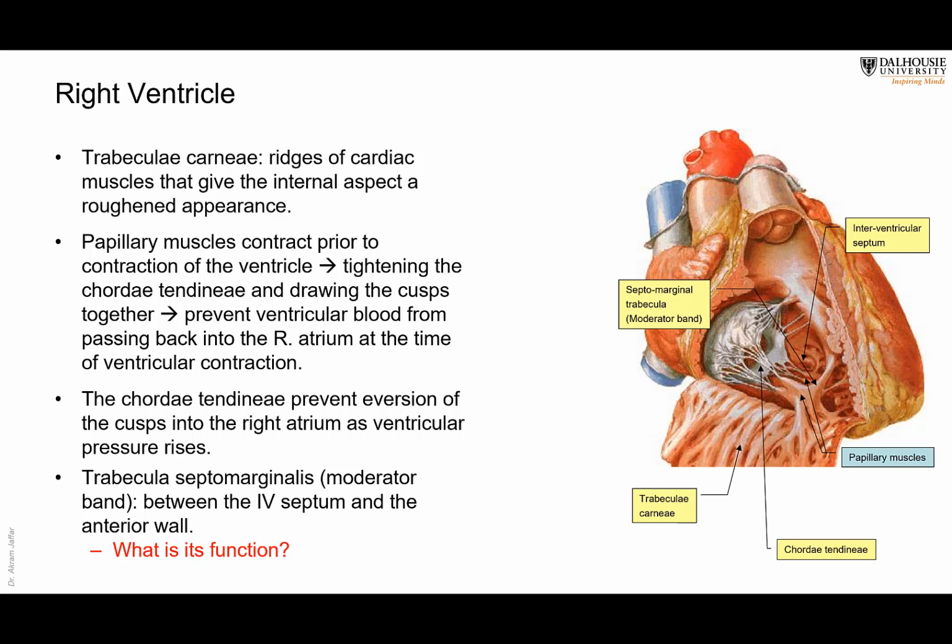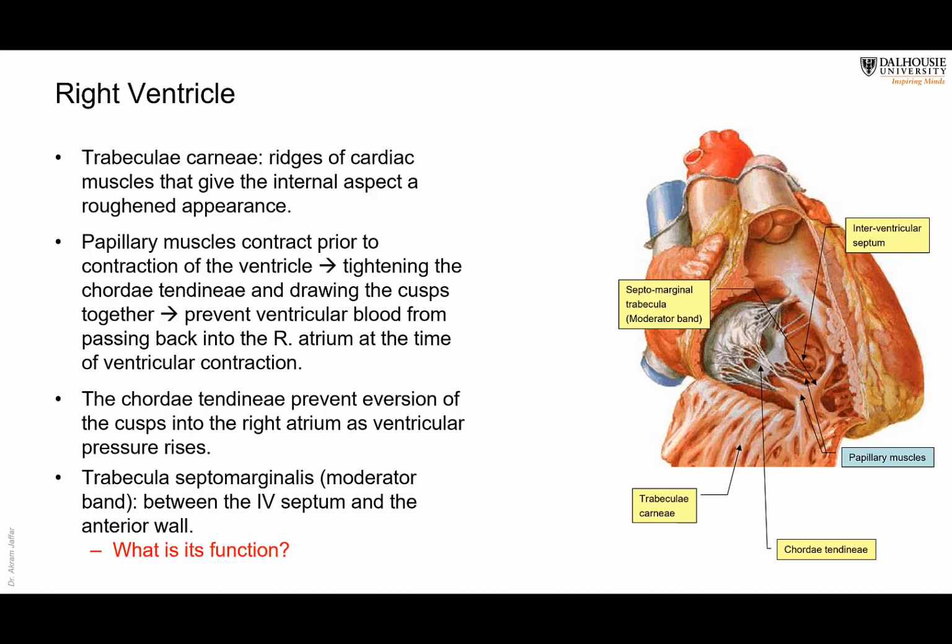One of the trabeculae carneae, one of them only, and only in the right ventricle, as you can see here, is attached by its two ends. Otherwise, it's free. One end is attached to the interventricular septum, the other end is attached to the anterior wall, and this is called the septomarginal trabecula, or the moderator band.